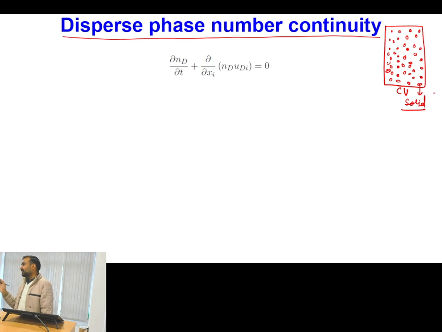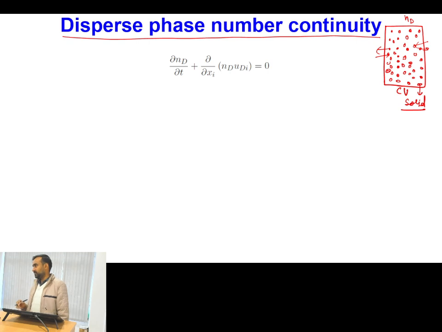Typically, solid particles are considered rigid, and solid particles will not have any breakage. So if we assume that solid particles are rigid and not breaking, then if at any point of time Nd is the number of particles present here, the change in Nd will be only because some particles are entering or leaving the boundary. Is this one clear?